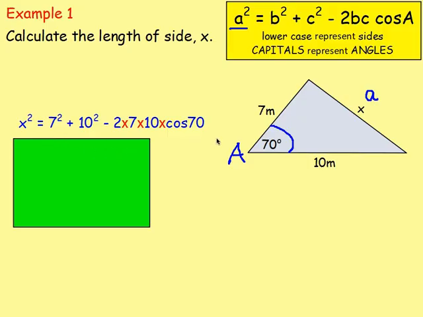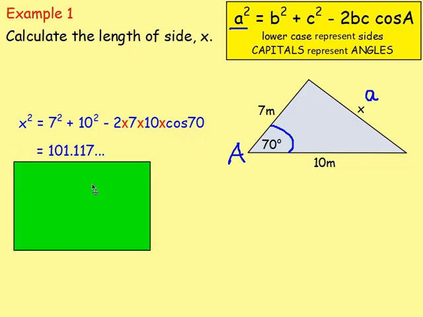If you work that out in the calculator, George, just type it in. Work it out in a oner. What do you end up getting? Hold on a minute. You end up with 101.117 and so on. Good. So that's going to be x squared.